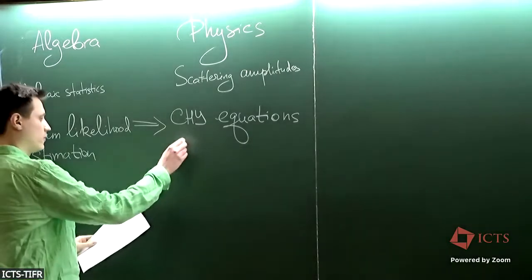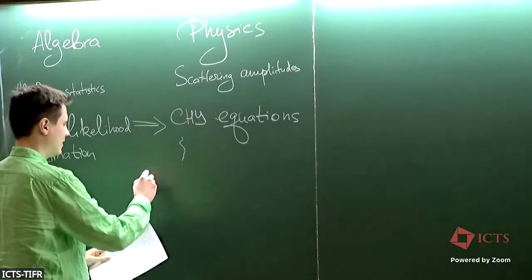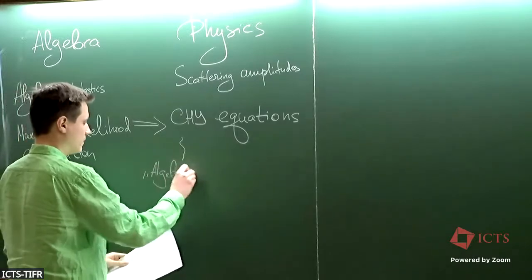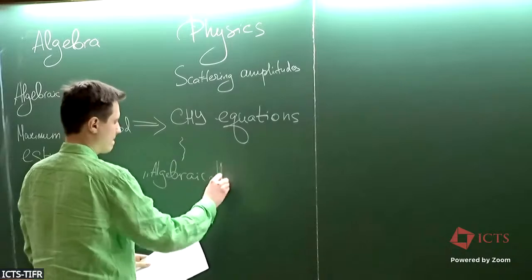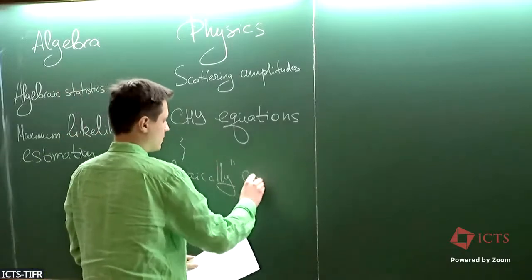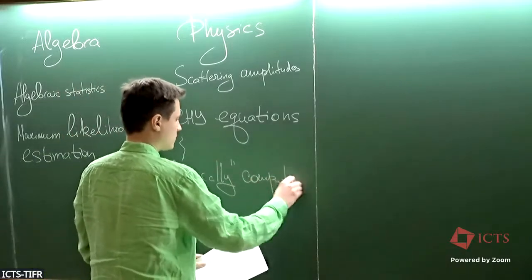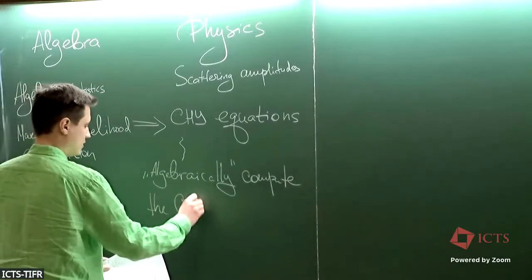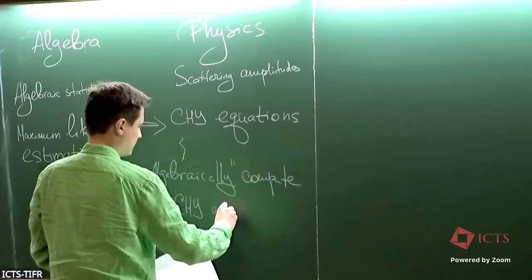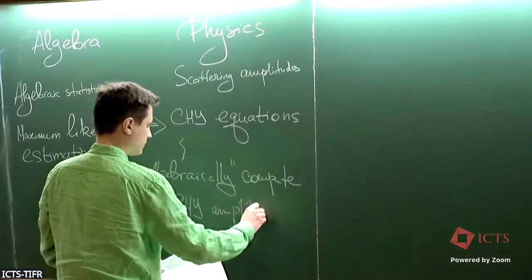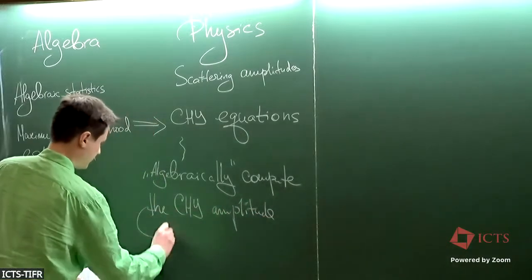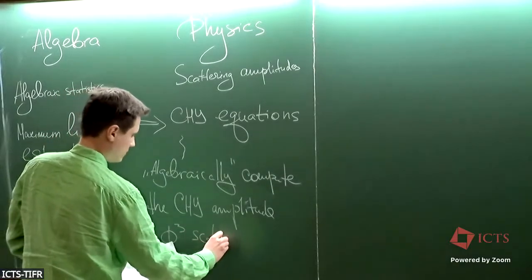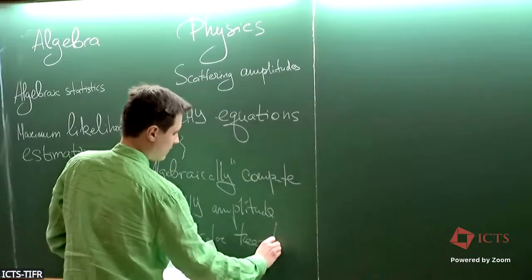So our goal is to algebraically compute the CHY amplitude. So that's the, I think, phi-cubed scalar tree-level amplitude.